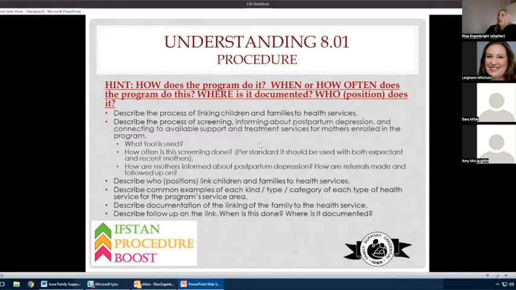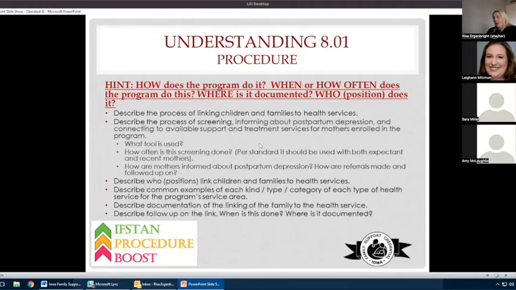What we're looking for here is: how does the program do it? When or how often does the program do it? Where is it documented? Who, meaning what position, does that? And so we've got a whole list here of what would be part of 8.01. Describe the process of linking children and families to health services. Describe the process of screening, informing about postpartum depression, and connecting to available support and treatment services for mothers enrolled in the program. Questions you might want to answer in that: what tool is used?